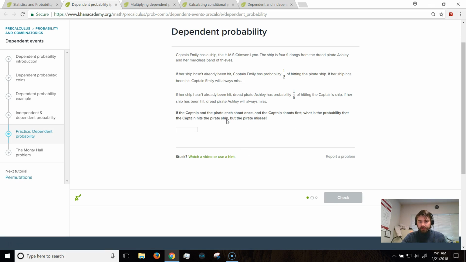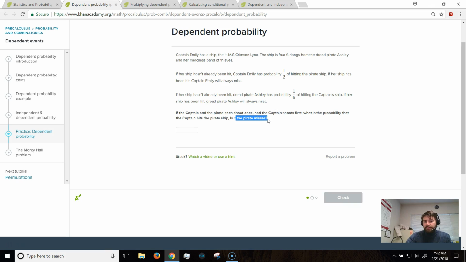So let's see. It says, here's the actual scenario. If the captain and the pirate each shoot once, and the captain shoots first, what is the probability that the captain hits the pirate ship, but the pirate misses? What they're really asking is what is the probability that the captain hits the pirate ship, and the captain gets the first shot. So she gets a free shot basically without the chance of being hit. She doesn't have to worry about the pirate hitting her first.